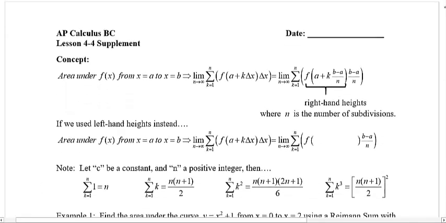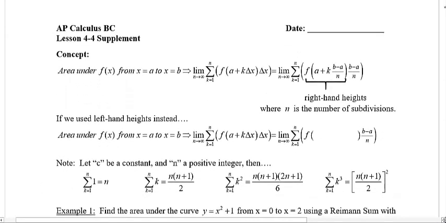Now, get ready for some nastiness, all right? Here's the concept. The area underneath the function from a to b is really then the limit of n approaching infinity. Now I'm saying n is the number of rectangles, right? I want the number of rectangles to approach infinity of the sum of this f of blah blah blah times delta x. Now remember, in this case here, f of a plus k delta x.